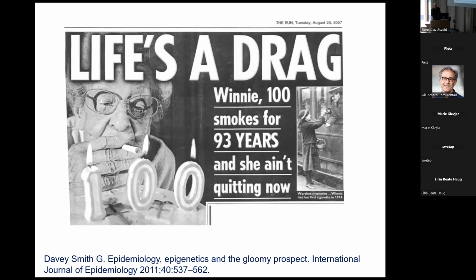So here's one of the people we might want to genotype to find out how people live to be 100 as smokers. Winnie is lighting a cigarette from the candles on her 100th birthday cake. She's been smoking for 93 years and she's not stopping now. So you say, well, let's sequence Winnie. Let's ask Winnie how she managed to live so long. What did she do? One possibility is that it's just luck.